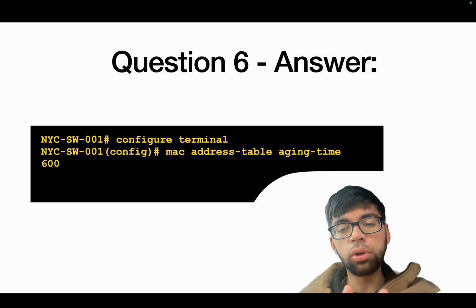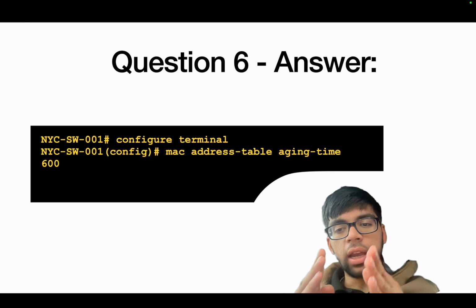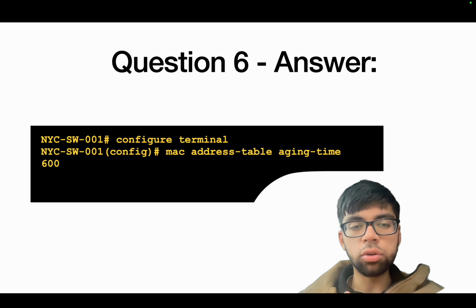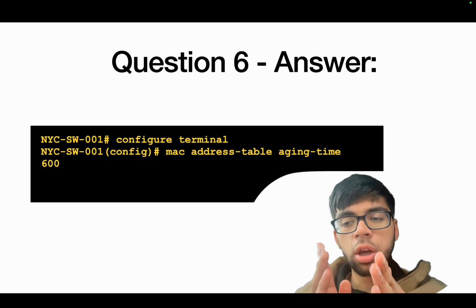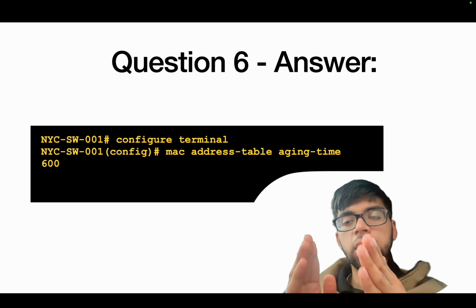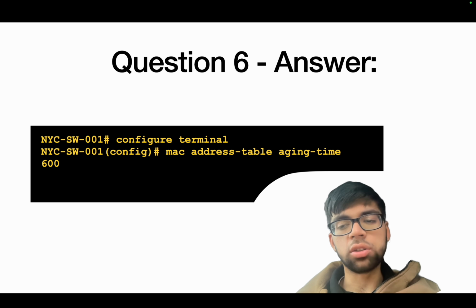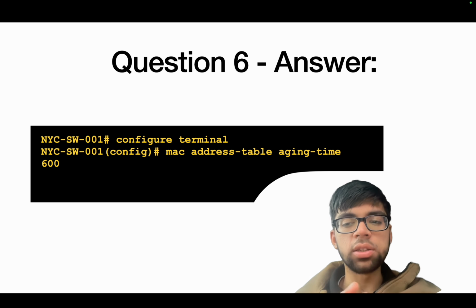mac address table, and then aging-time. We want to configure now. We're doing a configuration, so we want to configure the aging time to 600. We define that in seconds. So 600, which is 10 minutes.